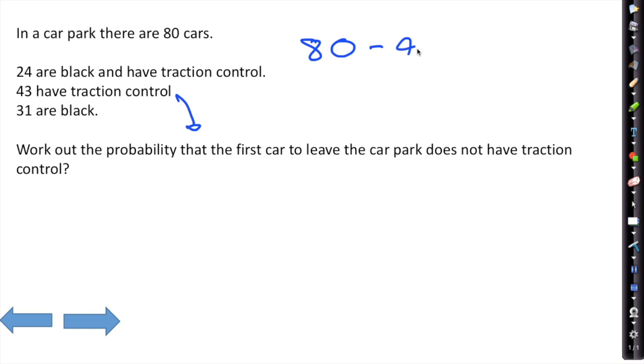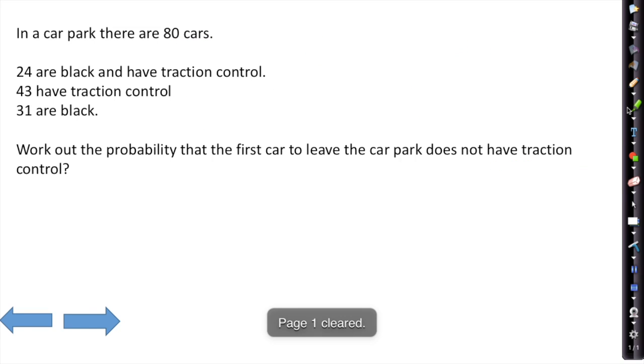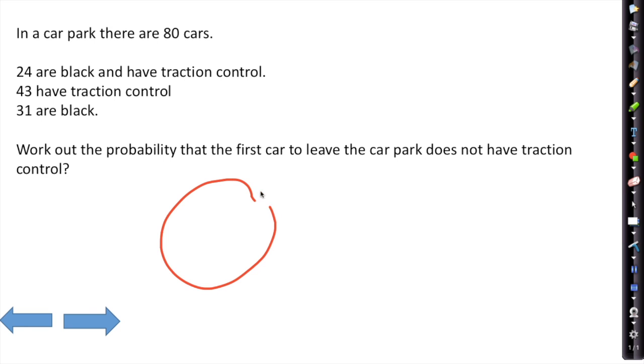are 80 cars, minus 43 to give me 37, so therefore 37 out of 80 is the problem solved, because the probability that the first car does not have traction control must be those that do have traction control, well, minus the total from that, so 80 take away 43 must be the ones that don't have traction control. But that's actually incorrect. We need to use a Venn diagram to show our solution.